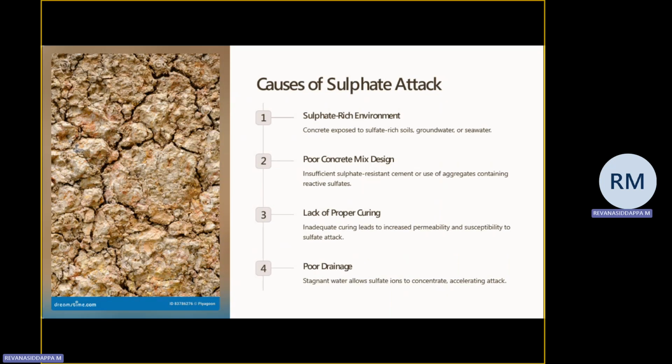And causes of sulfate attack: sulfate-rich environment, where the concrete is exposed to sulfate-rich soils, groundwater, or seawater. Poor concrete mix design, in this case insufficient sulfate resistant cement, use of aggregates containing reactive sulfates, lack of proper curing. It is caused by inadequate curing and poor drainage. Stagnant water allows sulfate ions to concentrate, accelerating attack.